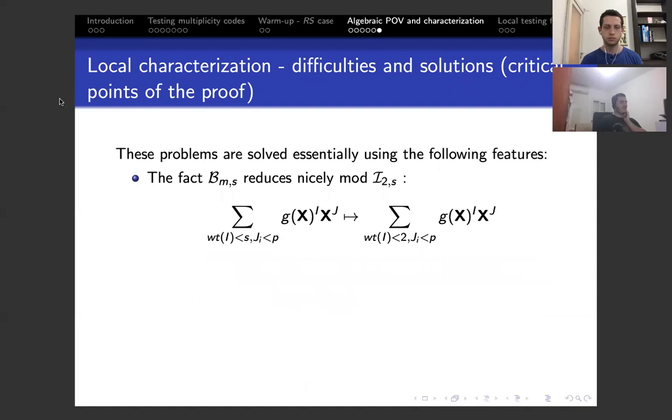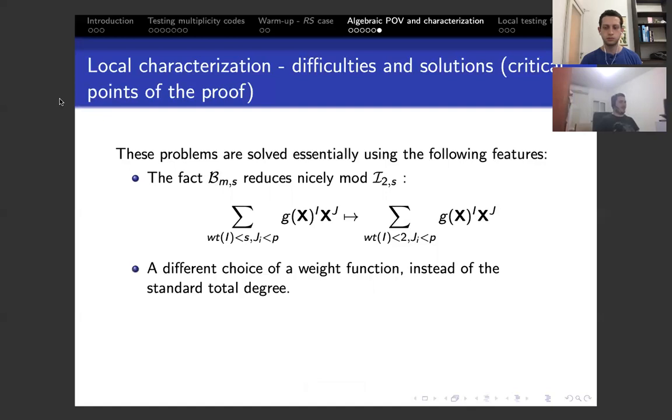So the way to solve those problems is, first, the fact that we chose a good basis. So this basis reduces nicely modulo I to S. What do I mean by that? I mean that if you look at the sum g_i x to the i times x to the j, then you just need to cut off the i's with the weight greater than S, and you get the representation modulo I to S.